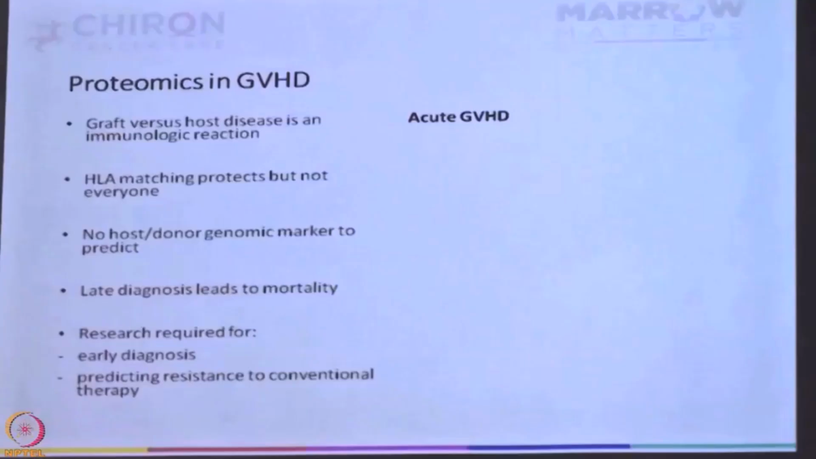So, we have to find something by means of which we can do an early diagnosis, right, and predict resistance to conventional treatment. Currently, we give medicines and we have to wait for 3 days. In those 3 days, if the person is not responding, he is gone. We need some early predictive marker for response to treatment, right.